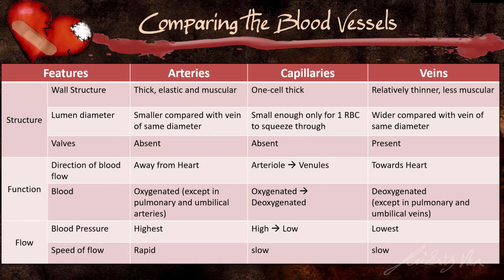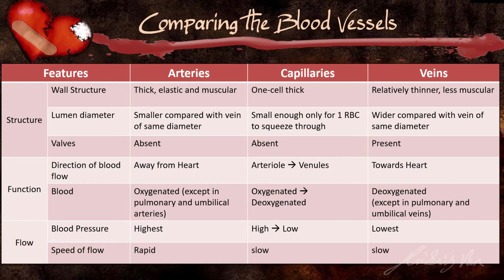Last but not least, this is the table for you to copy down. This table is very comprehensive. It mentions about structure. So you can see that artery, their wall is thick, elastic and muscular, while the wall of capillary is one cell thick and vein is relatively thinner and less muscular.